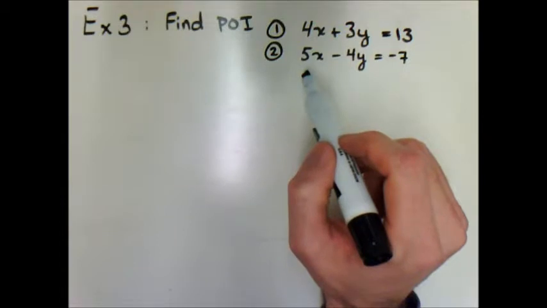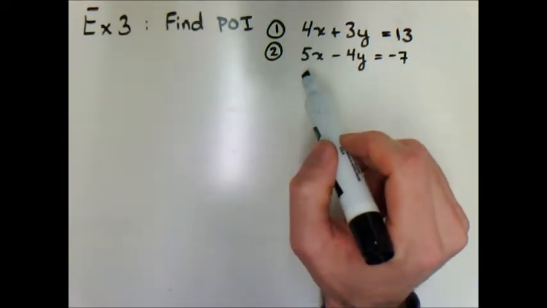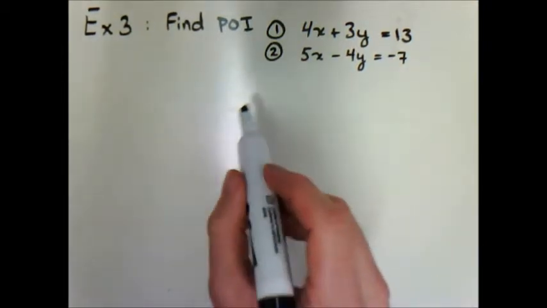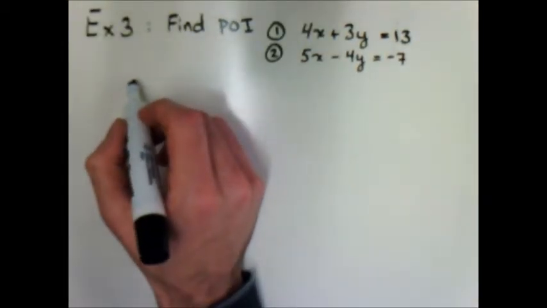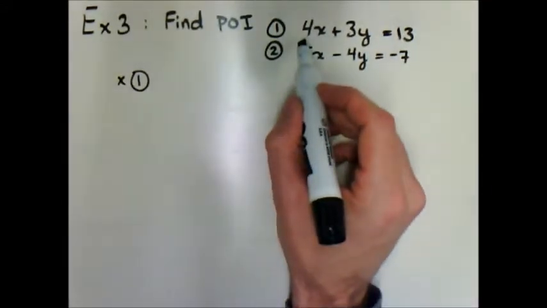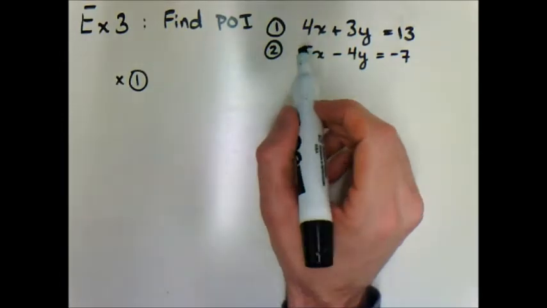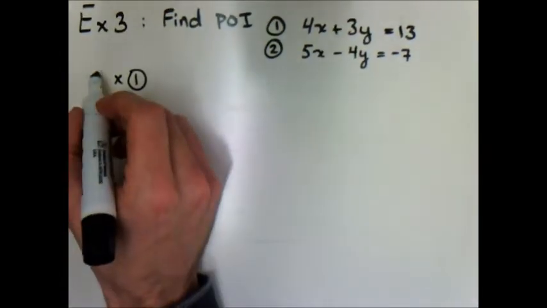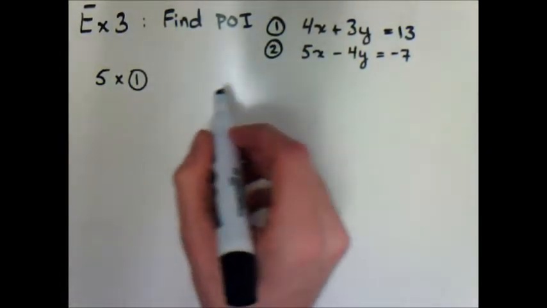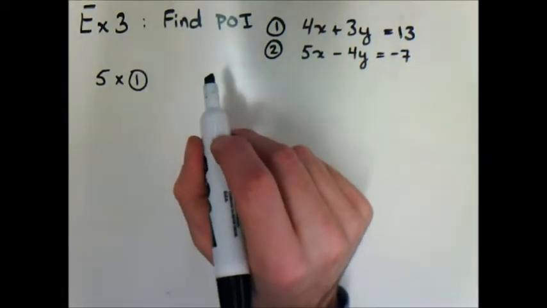The lowest common multiple of 4 and 5 is 20. So I'm going to be left with 20x, but I want to get there. What do I have to do to equation 1 in order to get 20 x's? Times them all by 5. So equation 1 is going to get multiplied by 5. Go ahead. Do it.